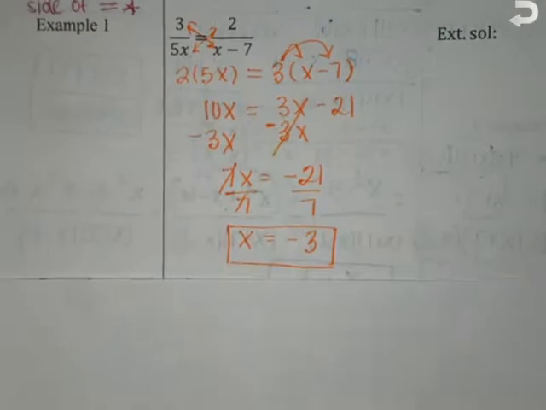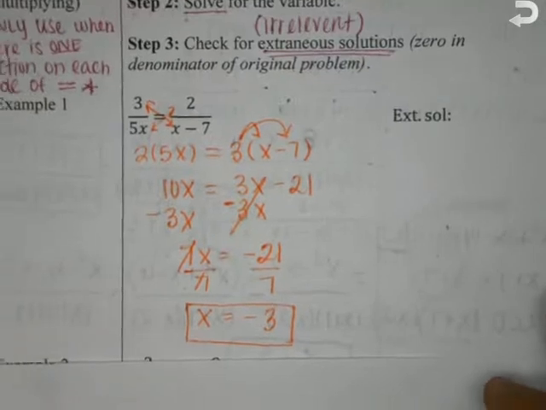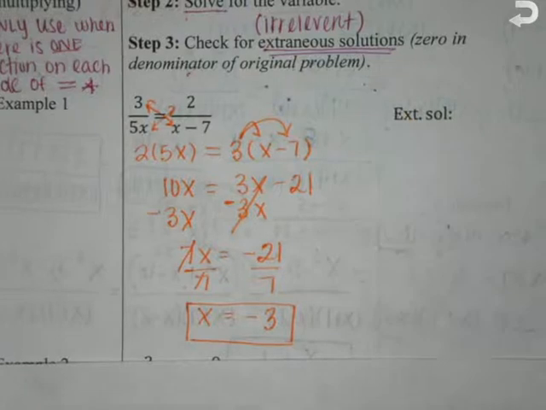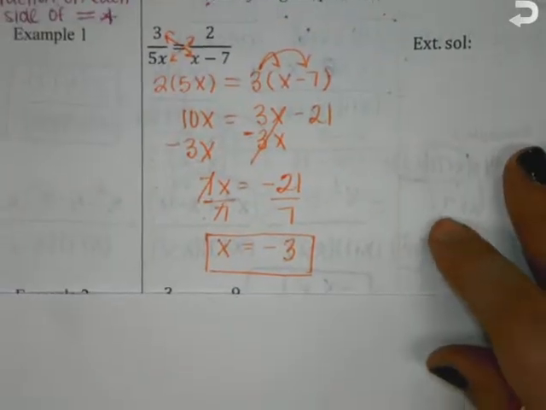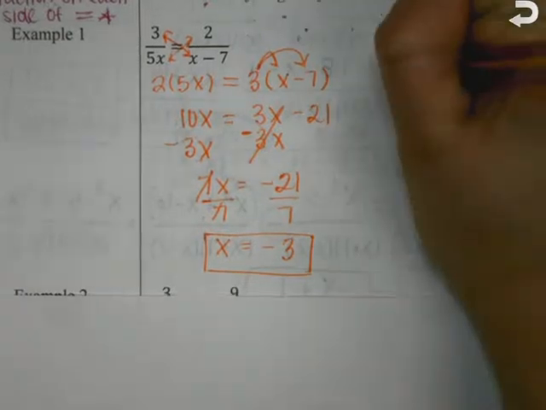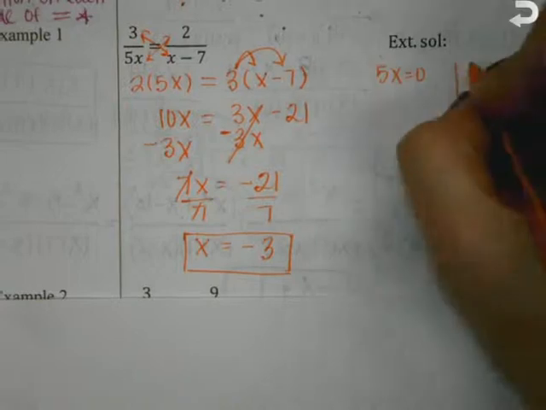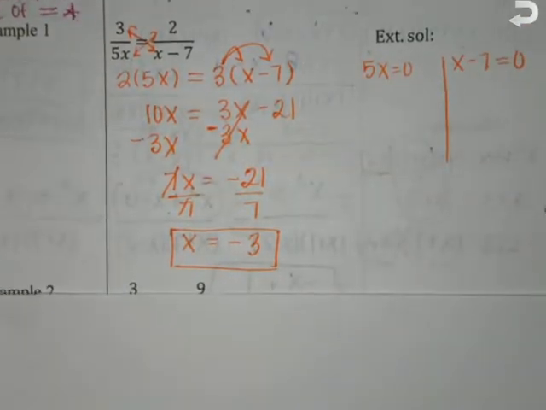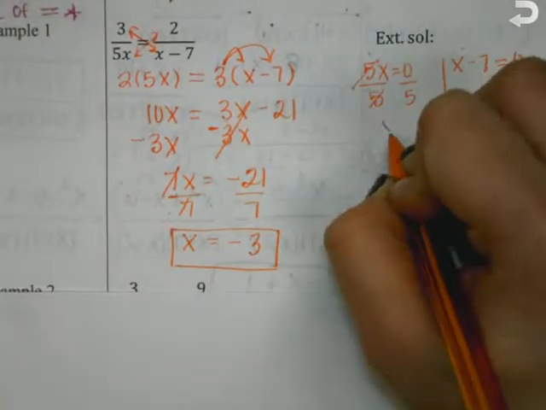Now, we still need to do the work to solve for extraneous solutions, and if you remember in step 3, an extraneous solution is what makes the denominator a 0. So we're going to take each of the denominators here and set them both equal to 0. So 5x equals 0, and then I always just draw a line to separate my work. x minus 7 equals 0. So divide both sides by 5. So we get x equals 0 and x equals 7.